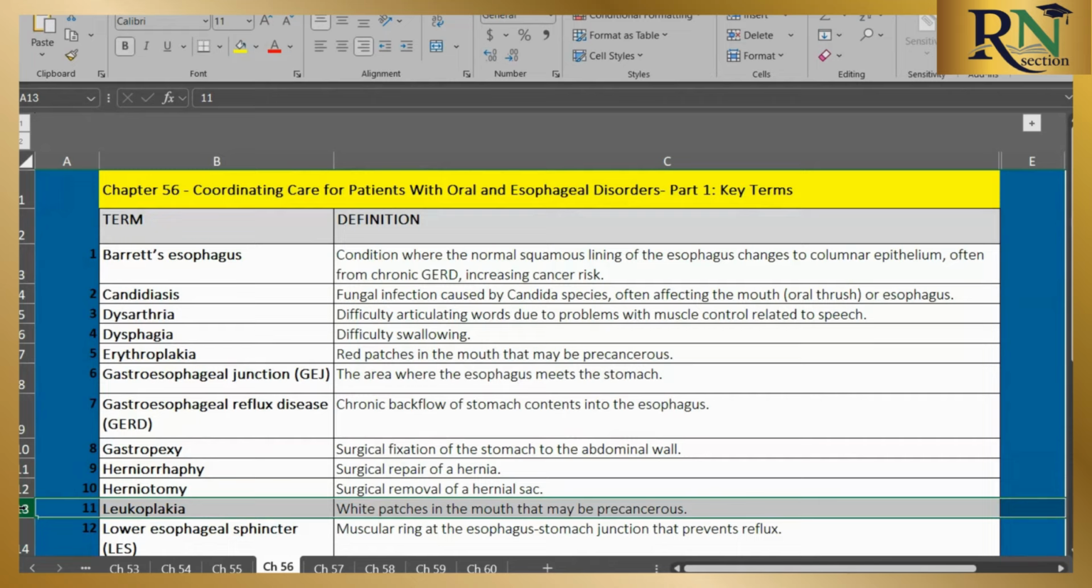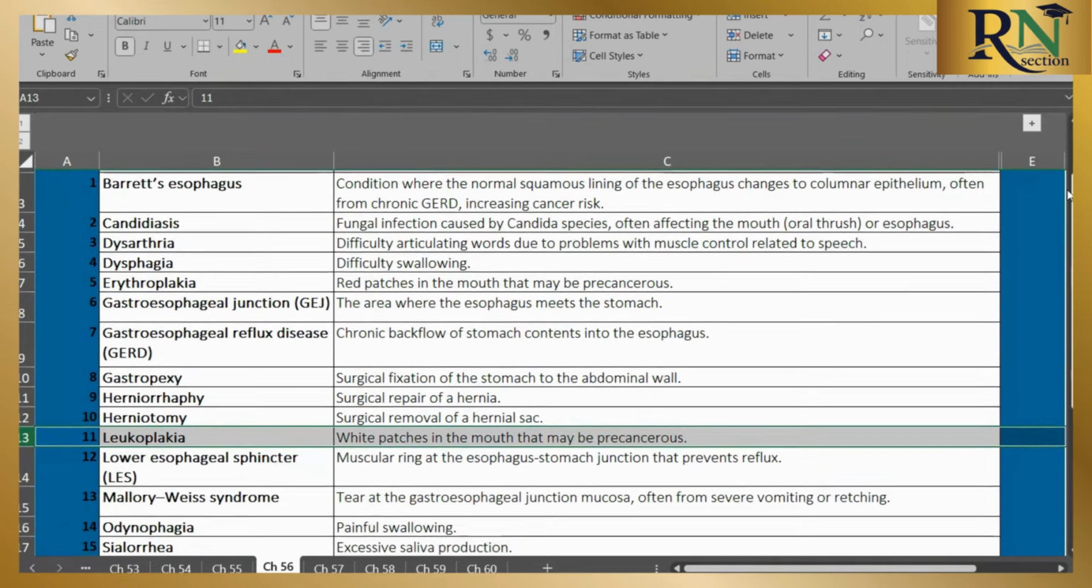Leukoplakia, think about leukocytes. So these are white patches in the mouth that may be precancerous. Leuko is white and plakia is the patch. And earlier we had the red patches, erythroplakia, and here it's leukoplakia.